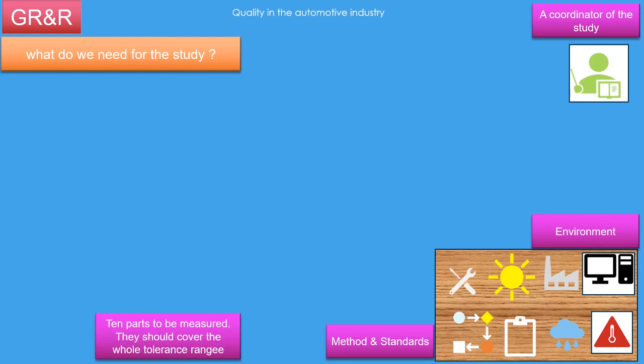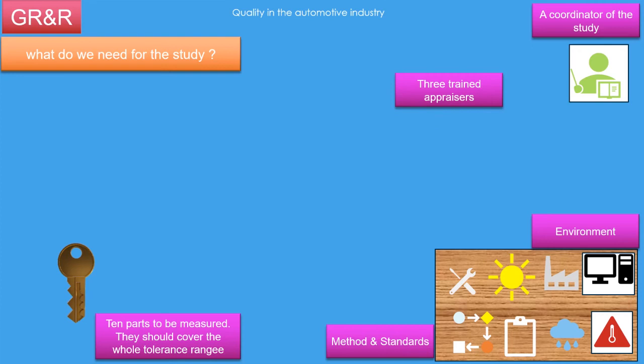We need 10 parts to be measured. If possible, some of them should be slightly out of a specification, and all of them should show some variation and cover the complete tolerance range. The parts should be identified with a code that only the coordinator knows.